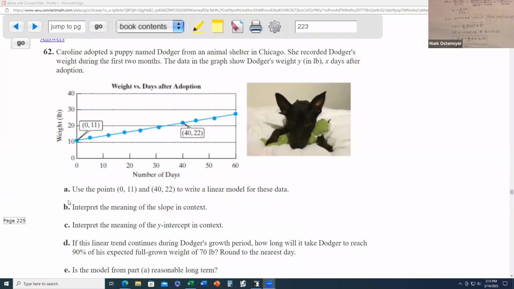I want you to do parts A through D. Okay, this will be the last classwork. Parts A through D, problem 62. That's the last classwork. Go to it. I'll give you time to work on that.